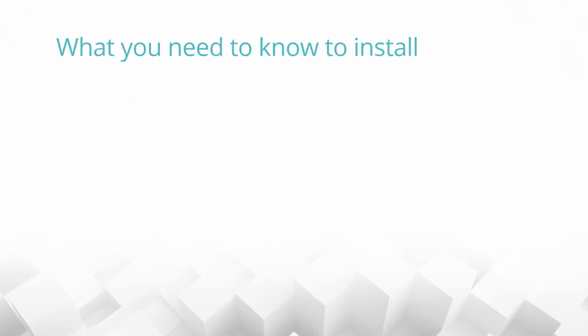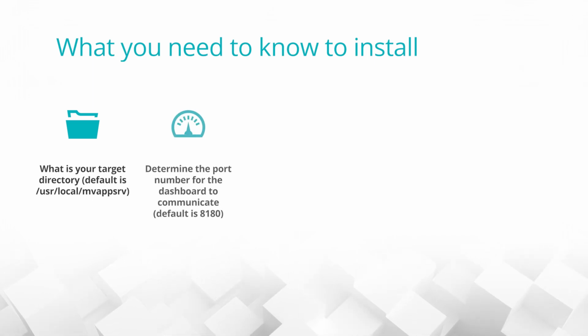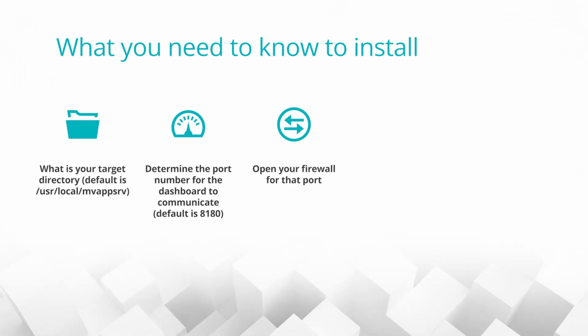So here's a few things you need to know to get this installed. And so it's going to ask us what our target directory is. You can absolutely take the default /usr/local/mvapp/serve. Then it's going to want a port number to run on. So you'll need to either take our default, which is 8180, or take any port that's available on your system. You will need to open the firewall so that we can access that port. You won't be able to run your dashboard until you have that opened up.